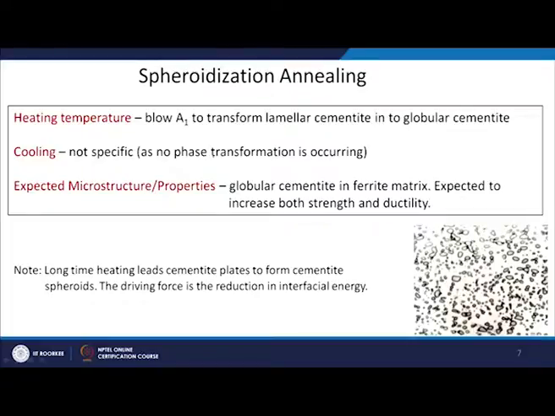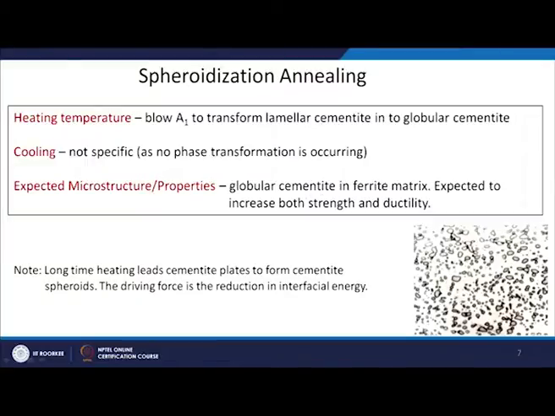Of course, if your product is big, I cannot have fast cooling, otherwise there will be thermal stresses in the material. So, cooling can be decided depending upon the size of the product. What is the expected microstructure? You will have globular cementite, that is why we are doing this annealing, in a ferrite matrix, expected to increase both strength and ductility. So, instead of those long cementite, you will get spherical cementite like this.